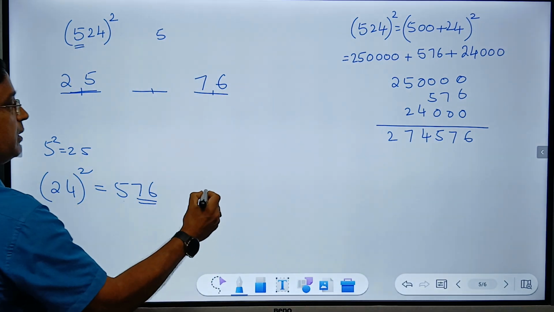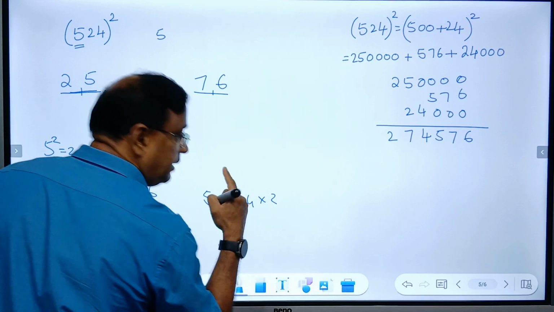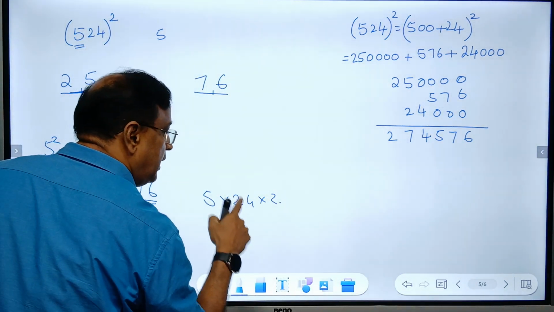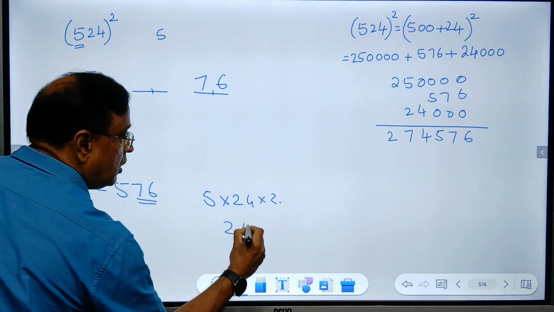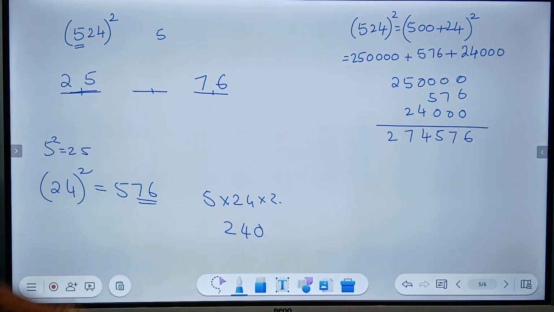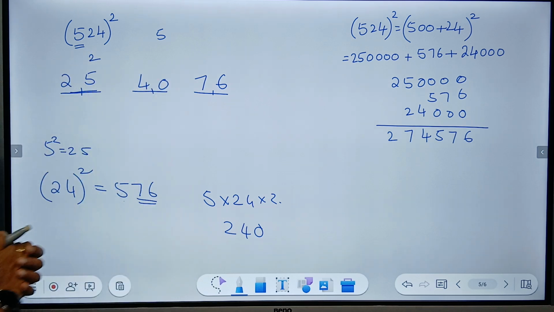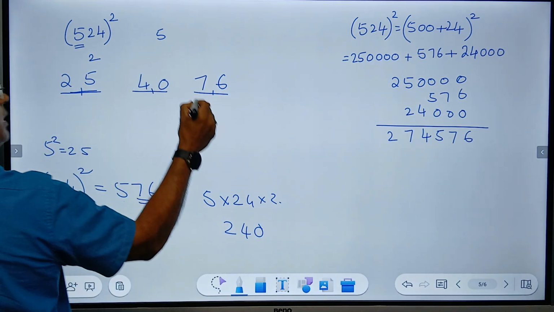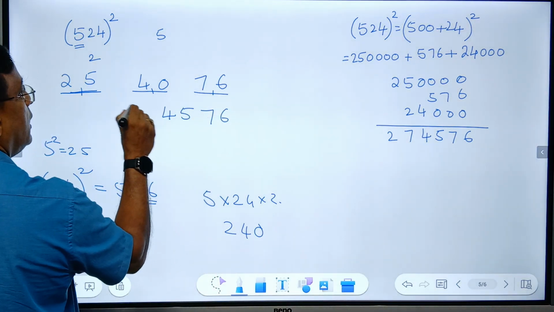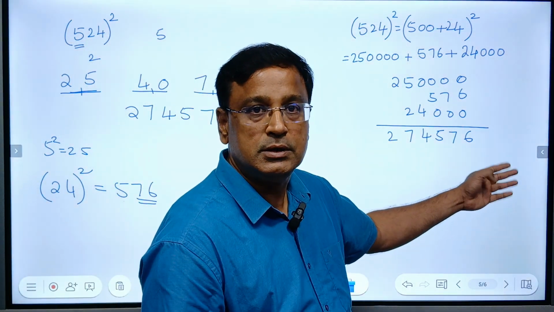Now what do you do? Multiply 5 into 24 into 2. This is your 2ab. This is a square, plus b square, plus 2ab. What is this? 240. But this is again more than 2 digits. You can't put 240 there. So put 40 here and carry this 2 here. Now what happens? Add 76, 45 and 27. That's the answer, isn't it?